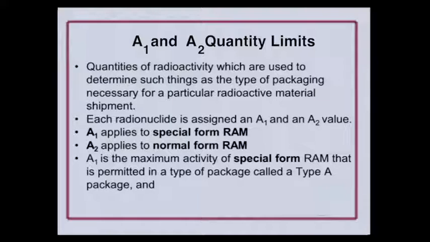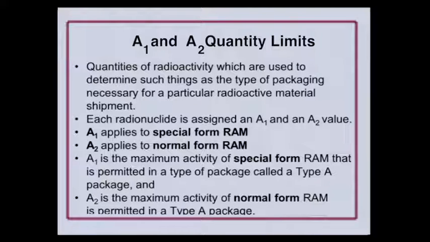But by definition, A1 is the maximum activity of a special form radioactive material that is permitted to be in a package called a Type A package. A1 is the maximum activity of special form radioactive material that is allowed to be in a package classified as a Type A package. And likewise, A2 would be the maximum activity of normal form radioactive material that is allowed to be in a Type A package.